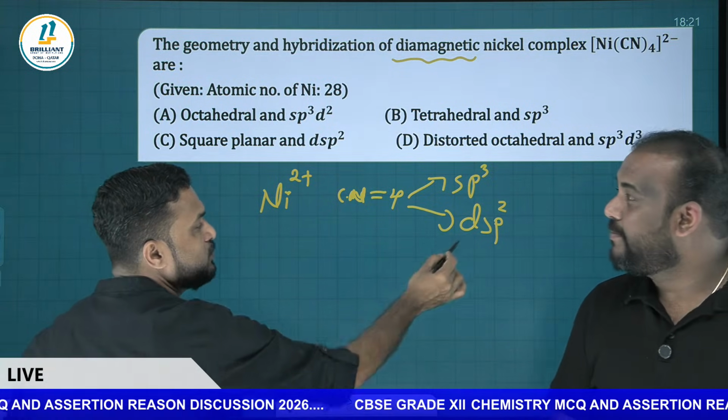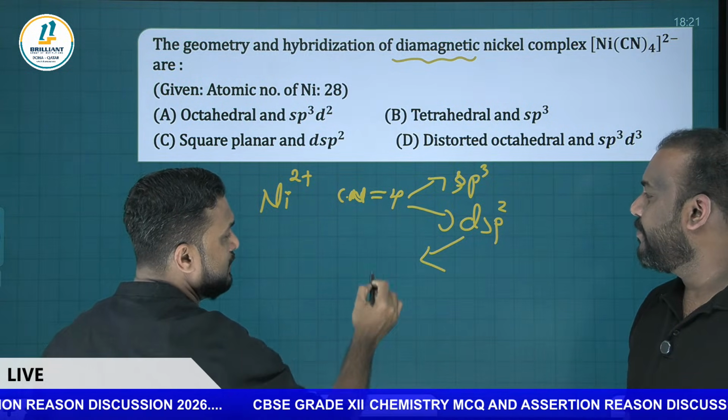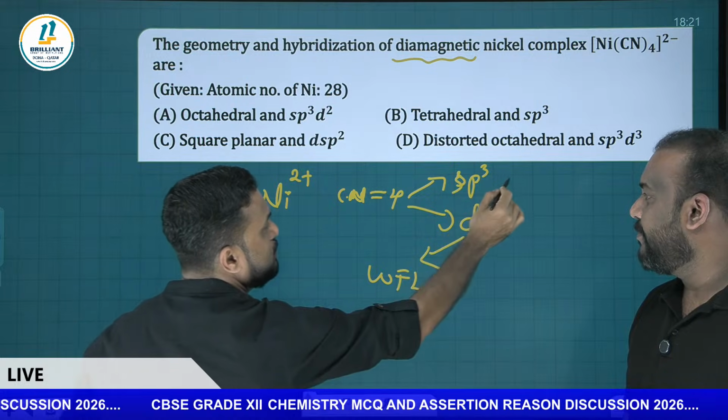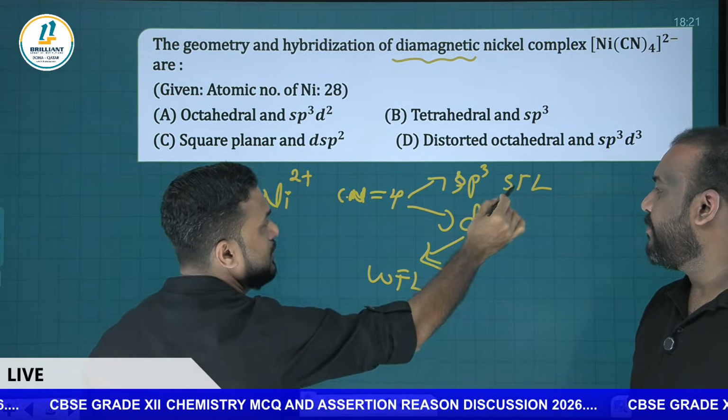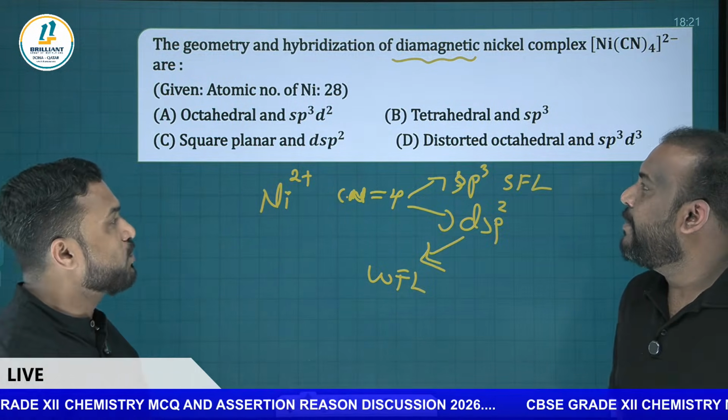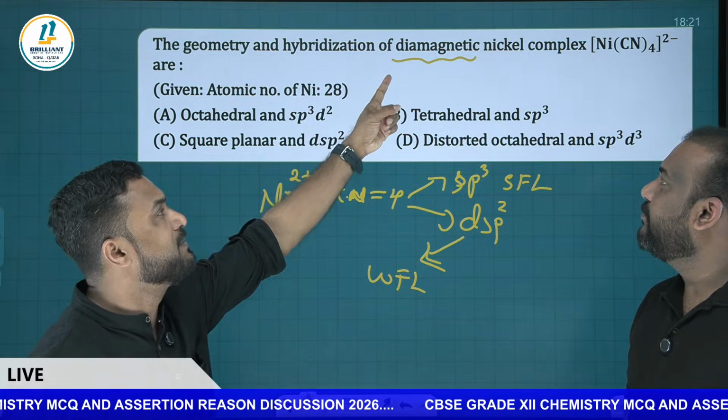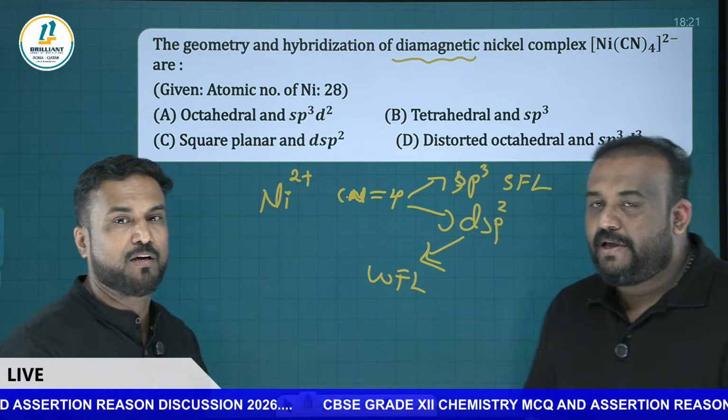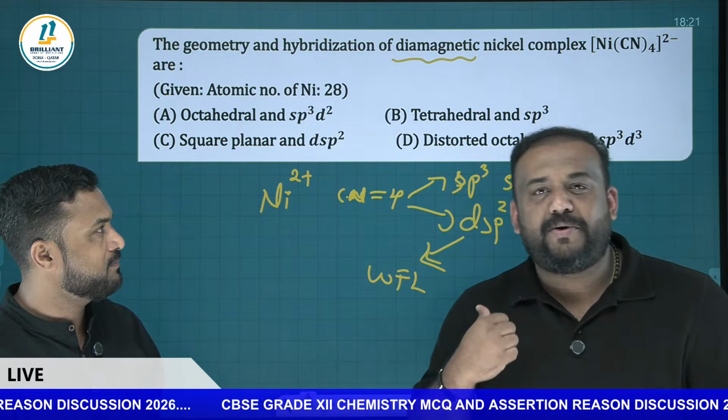You know that dsp2 will come only with a strong field ligand, and sp3 will come with a weak field ligand. Strong field ligand will pair up. They already gave that diamagnetic means the electrons will pair up. Moreover, the central ion here is Ni2+.